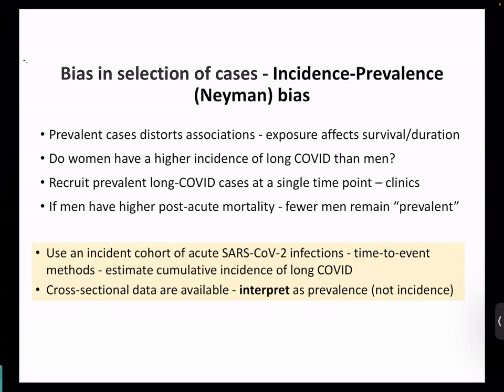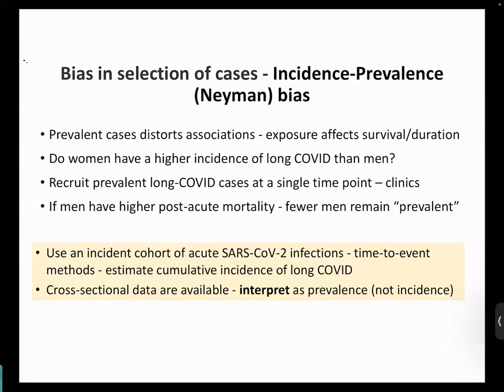Now, what will happen in these cases is that if men have higher post-acute mortality, they have died earlier, and you are just recruiting prevalent cases, fewer men will be available to be recruited in your sample. So you will wrongly make an inference that long COVID is more prevalent in women.